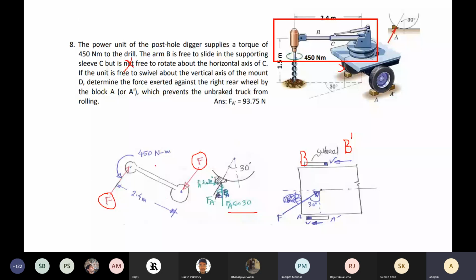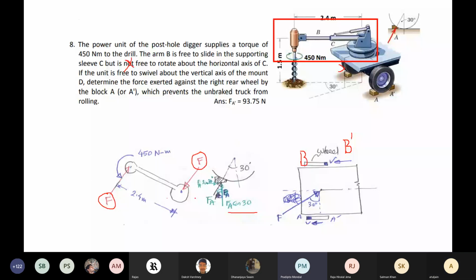Sir, the moment that you have drawn in blue color, is that the moment provided by soil? Yes. But that is in clockwise direction. Clockwise is what you are doing to the soil. Reaction to that is counterclockwise. Oh, okay, I got it.